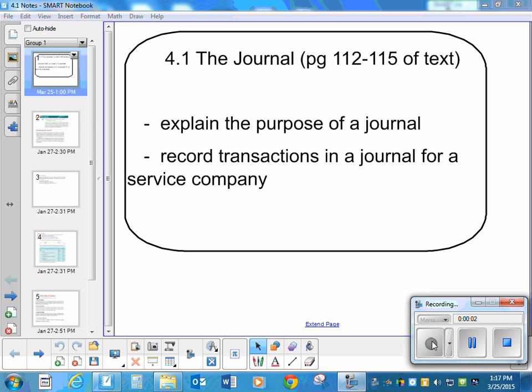Okay, so 4.1, we're talking about the journal now, and if you're following in the textbook, it's page 112 to 115. We're going to be talking about what a journal does. Up until now, we've been using transaction analysis sheets and key accounts to help summarize or break up an entry into its two parts. I don't know if you remember me telling you that the T accounts are not a formal document. So what I'm going to teach you today is how to use a journal, and the journal is an actual accounting document.